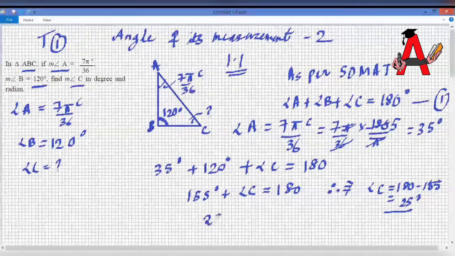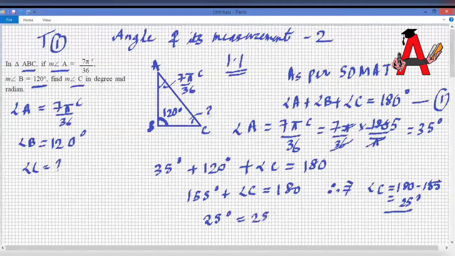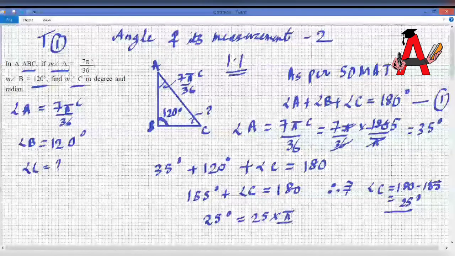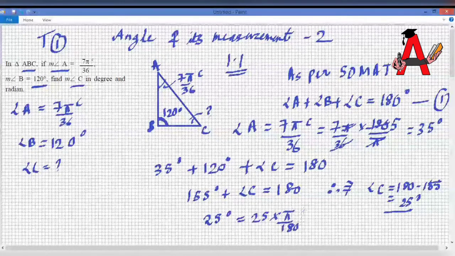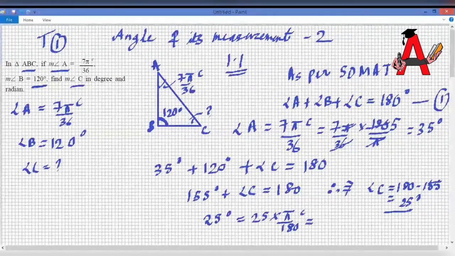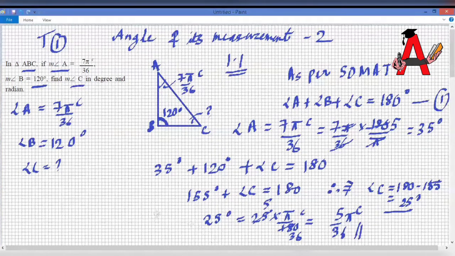Now 25 degrees can be converted as 25 into pi upon 180 radians. This can be written as 5 fives are 25 and 5 thirty-sixes are 180. So I can say 5 upon 36 pi radians. This is your angle C. So the answer is C is 25 degrees or 5 upon 36 pi radians. This is the first question.